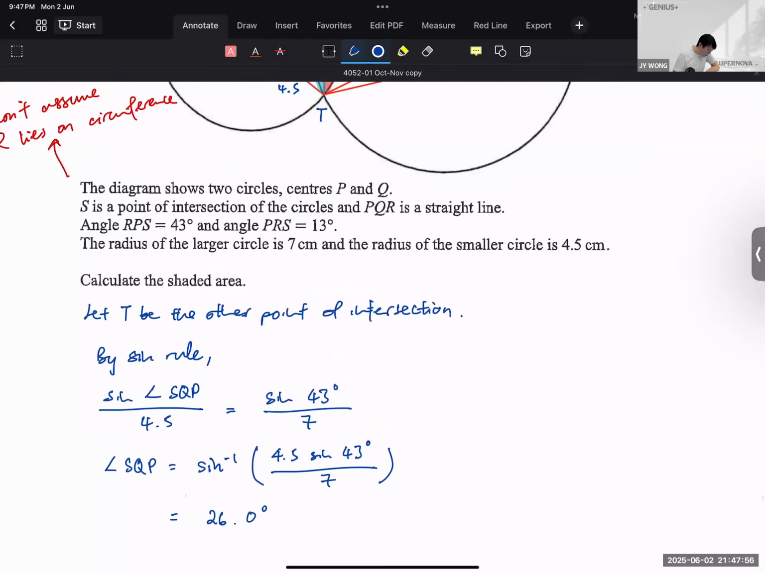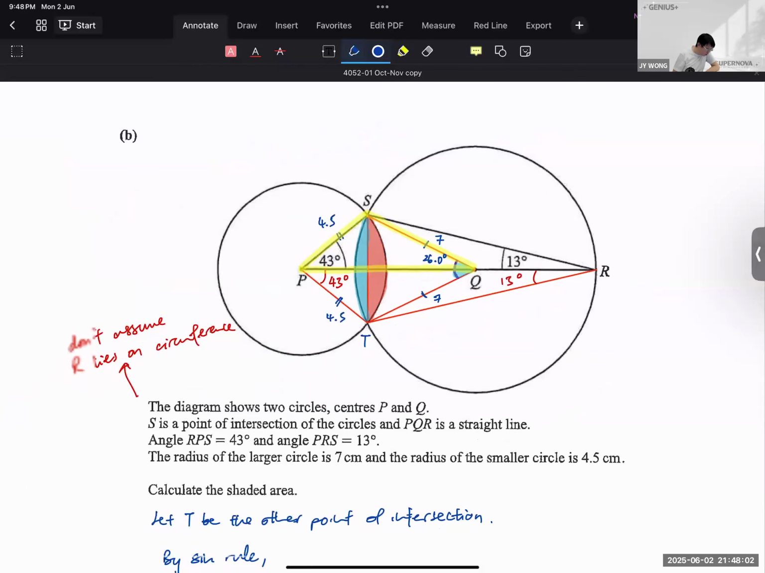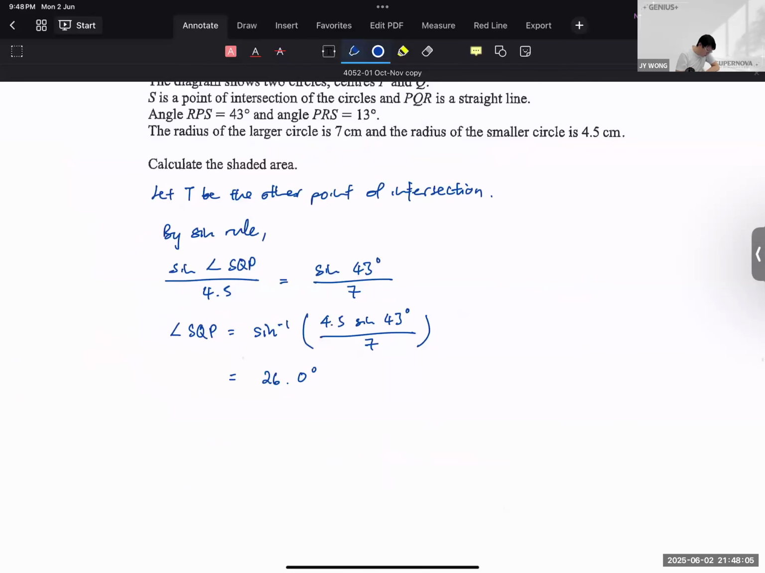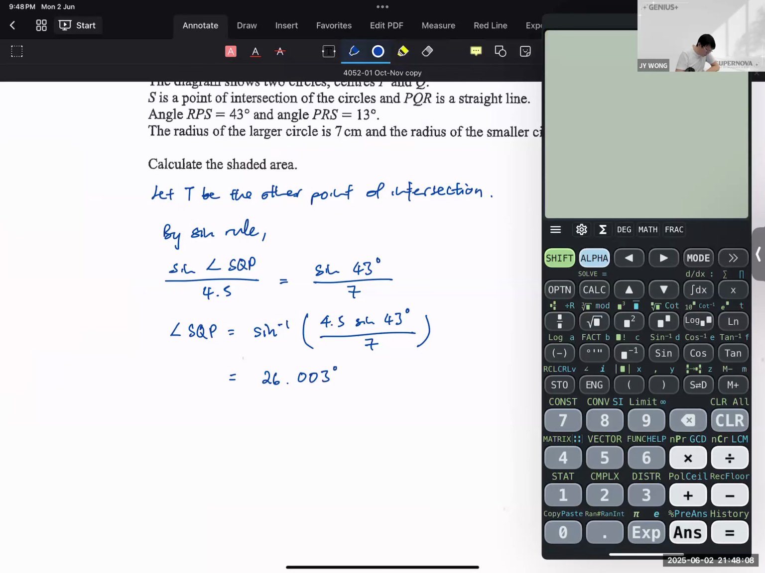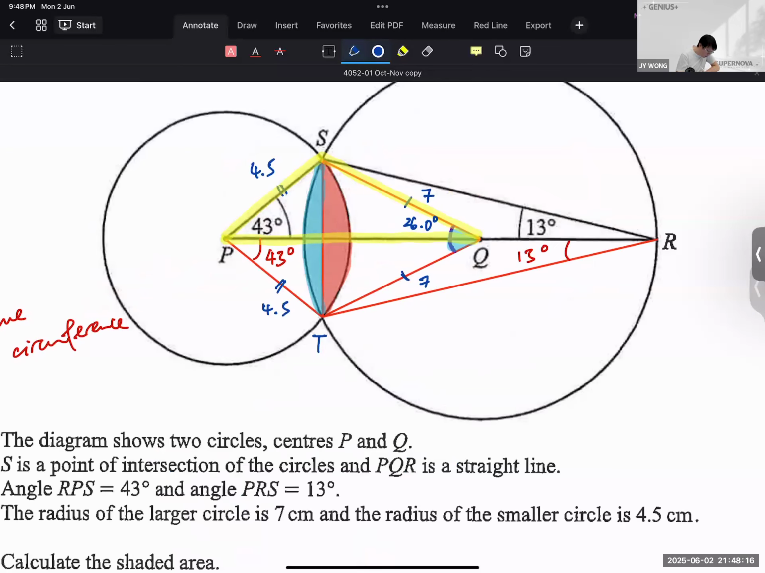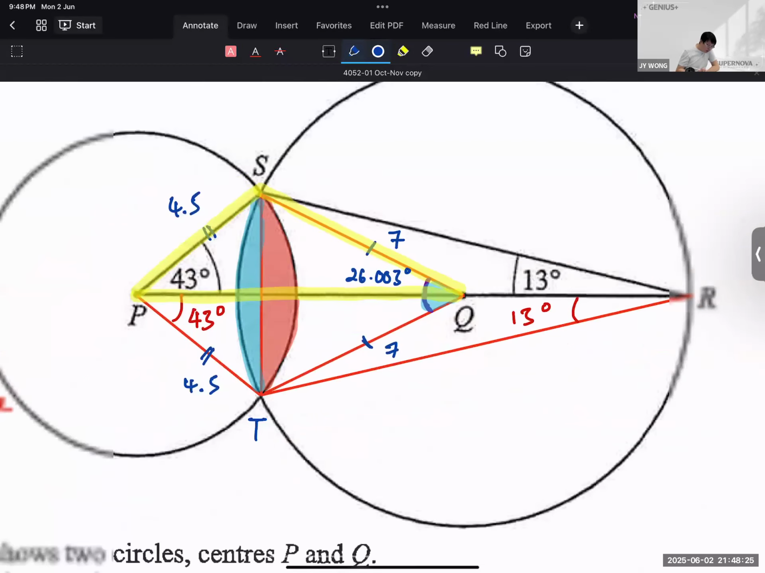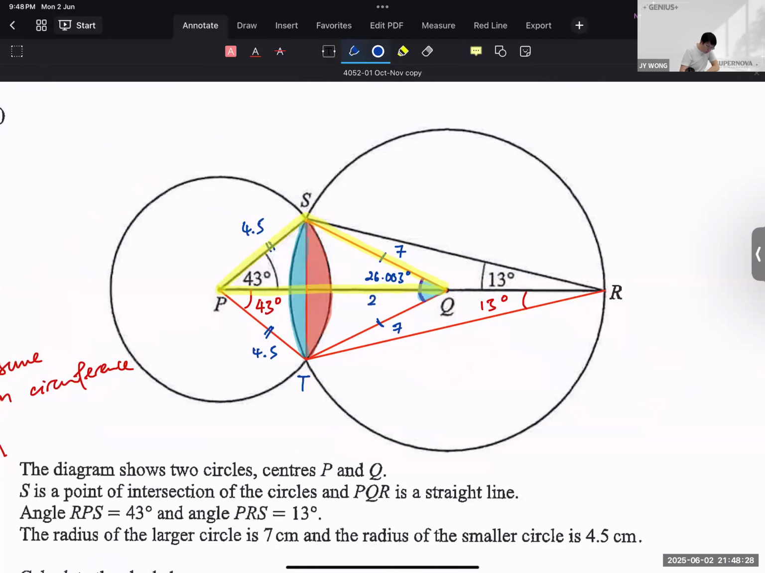All right, so you find angle SQP, which is 26.003 degrees in more accurate terms. I will leave it in 5SF now that I think about it. Don't need to round off to 3SF because it's just an intermediate step. Now, once you find this angle, you will know that this is also 26.003 because triangle SPQ and triangle PTQ are congruent.